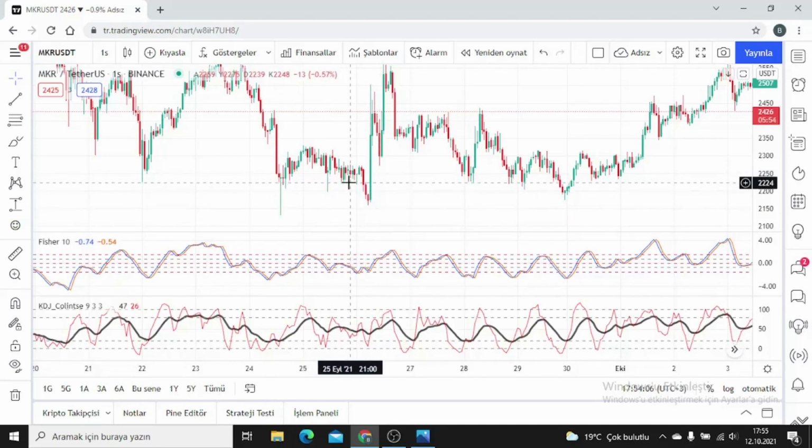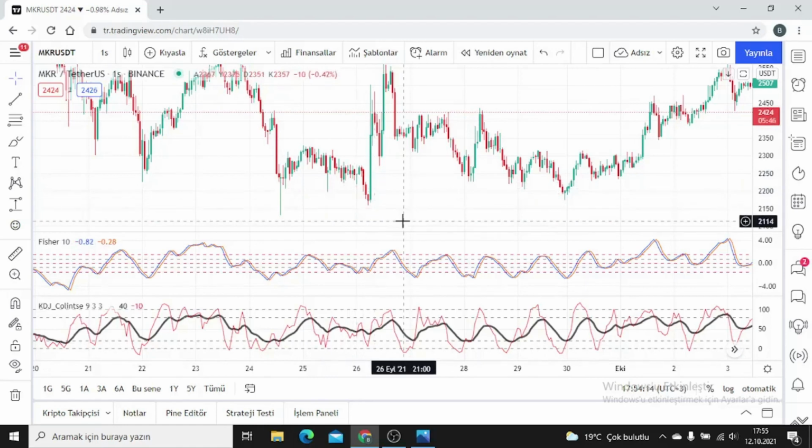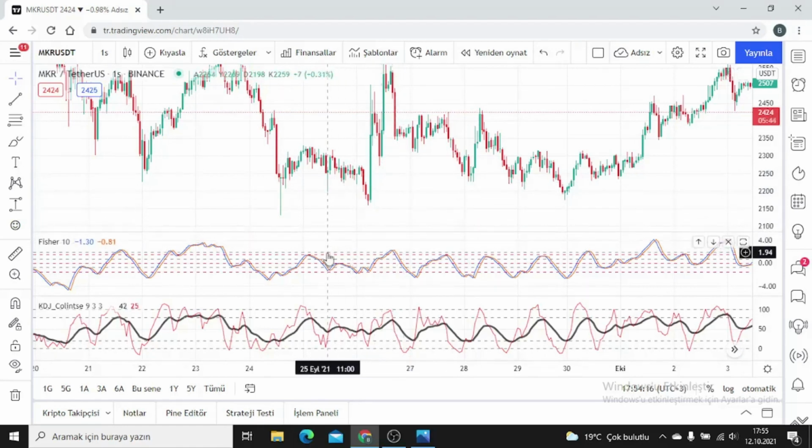Look, it's both fake and not intersecting at the same time. Here Kdj intersects, then Fisher intersects. As you can see, Kdj intersects here. Fisher intersects here, friends, so pay attention to these as you examine them. These are the tricks of the indicators.